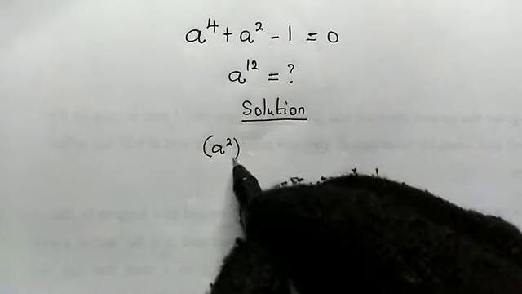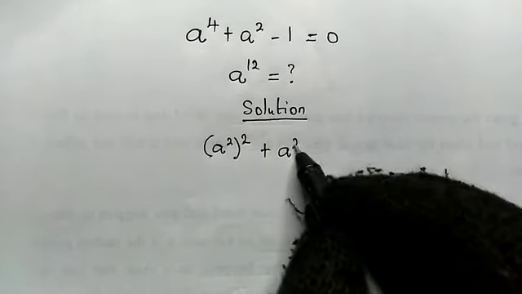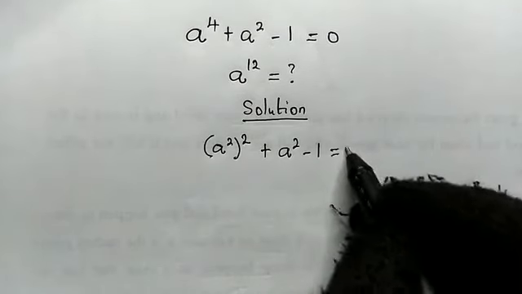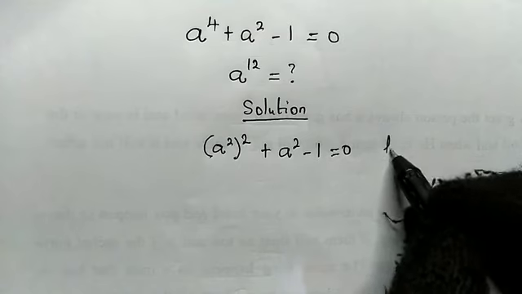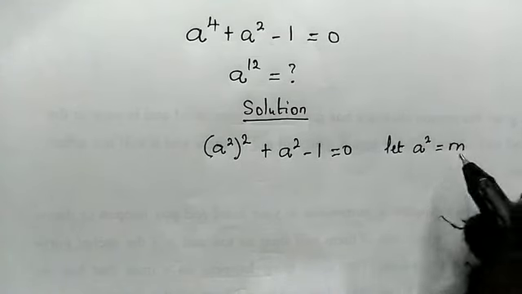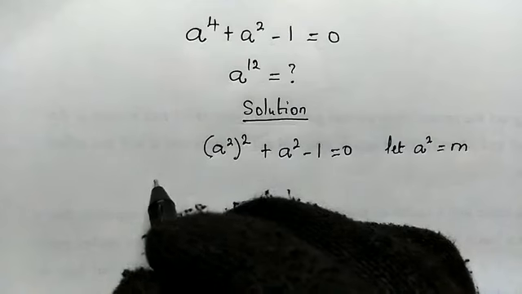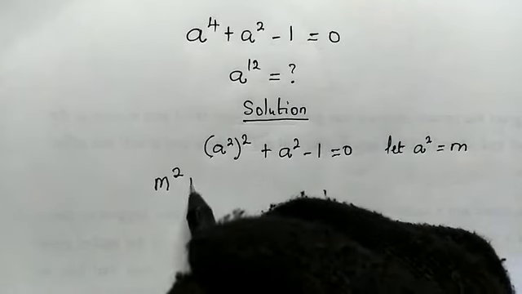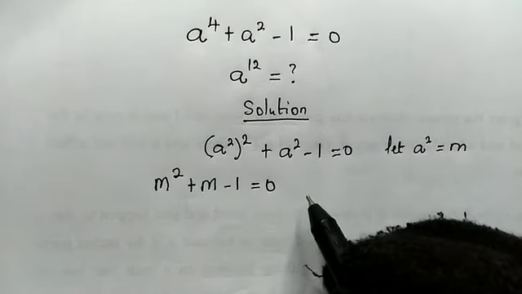a to the power of 2, then squared. Then we have plus a squared minus 1, this is equal to 0. Now from here, let us make the following substitution. We're going to let a to the power of 2 equal m. And from here, we're going to derive the following equation in terms of m. So we have m squared plus m minus 1, this will be equal to 0.